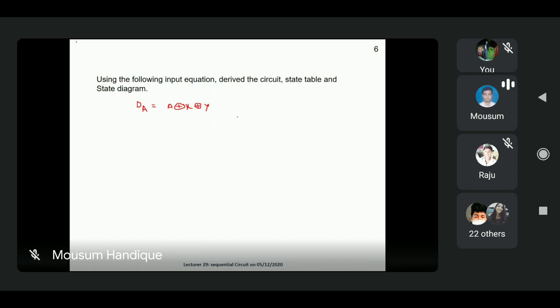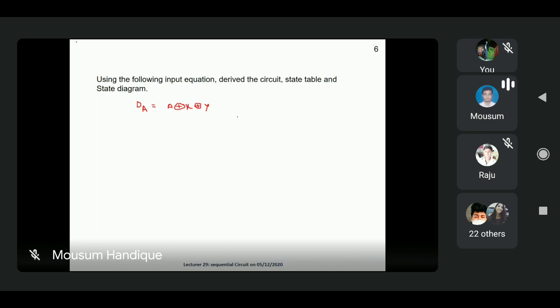But in this equation, how can we know which flip-flop we are actually using? Sometimes the flip-flop is also not mentioned. So don't worry, because here you know D means what? DA is a symbol of D flip-flop. Here we are using only the D flip-flop. The question is not mentioning it, so don't get confused. From the equation you can automatically know that yes, we can use the D flip-flop.